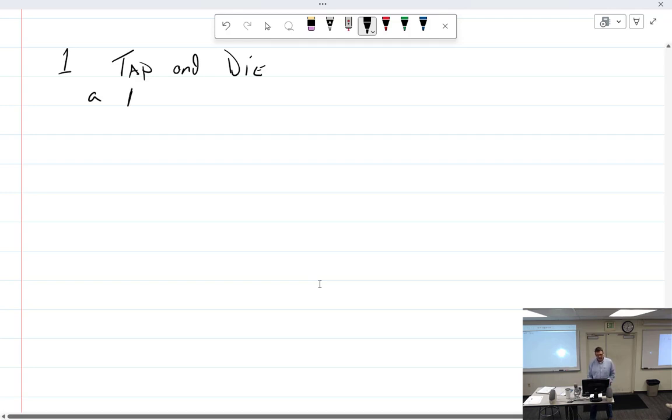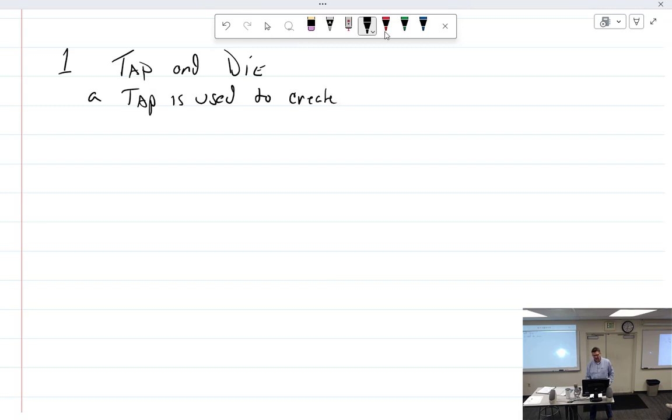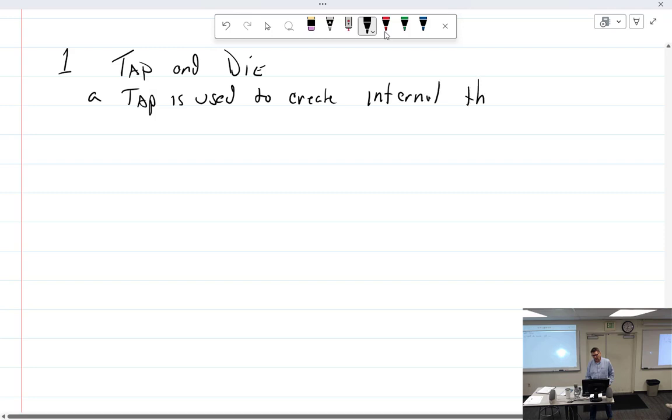A tap is used to create internal threads. And a die is used to create external threads.